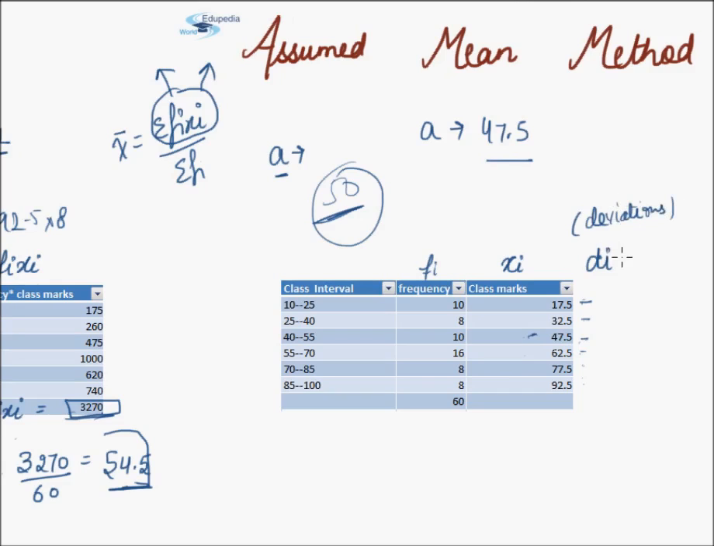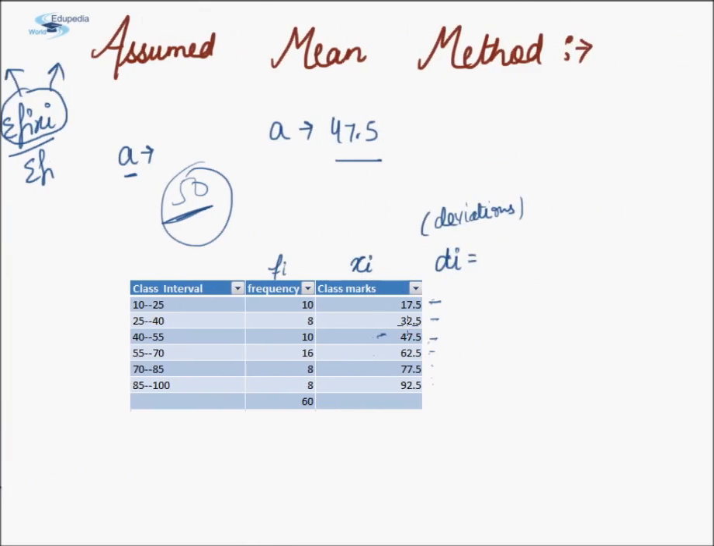These deviations are nothing but deviation of these class marks from the assumed mean, that is xi minus a. So for this column it will be 17.5 minus 47.5, which will be minus 30. For the next column it will be 32.5 minus 47.5, which will be minus 15.